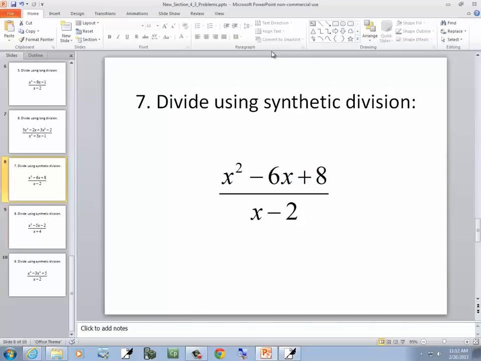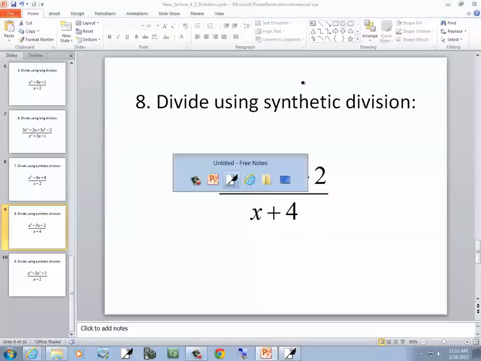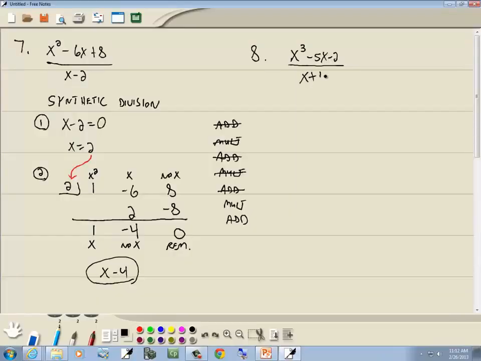Let's look at another synthetic division. I got x to the third minus 5x minus 2 over x plus 4. A lot of people don't like synthetic division until it clicks with them. Once it clicks with them, they love it. And they ask, well, can't we do synthetic division on everything? And I'll talk about it in a minute. When can you do it?